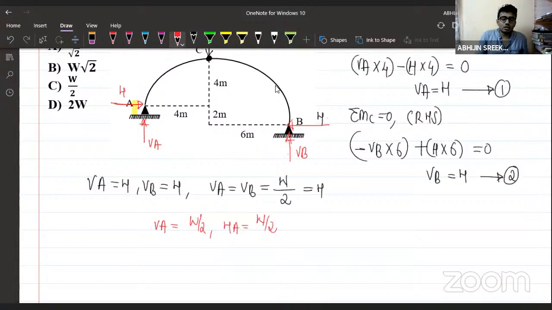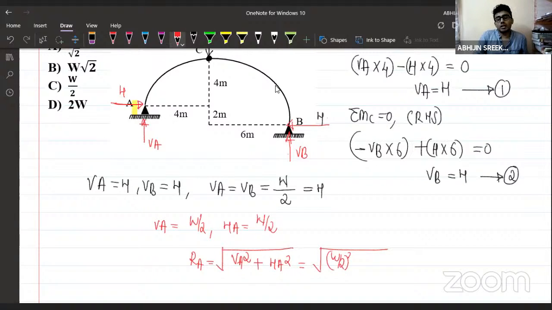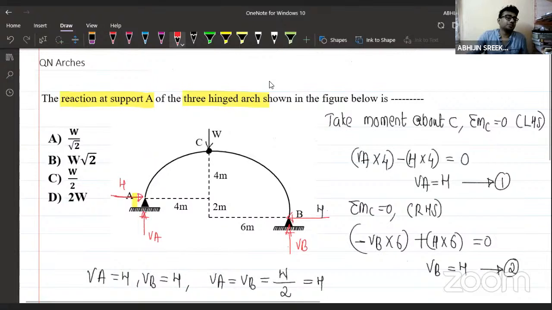The total reaction at the end A will be the resultant of the vertical and horizontal reactions, which means square root of VA square plus H square. So it will come out to be root of (W by 2) whole square plus (W by 2) whole square. What is the answer? W by root 2. Which is our correct option? Option A will be correct.